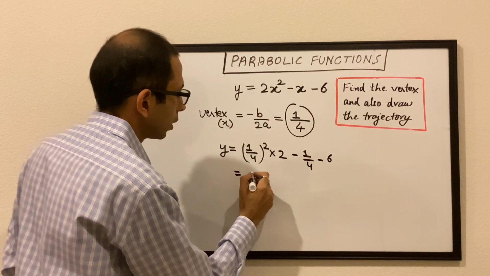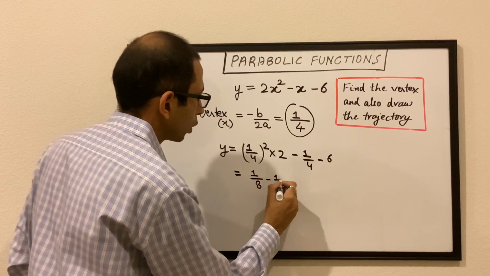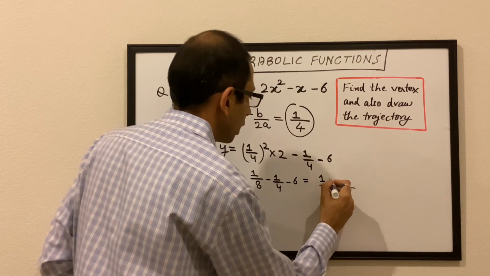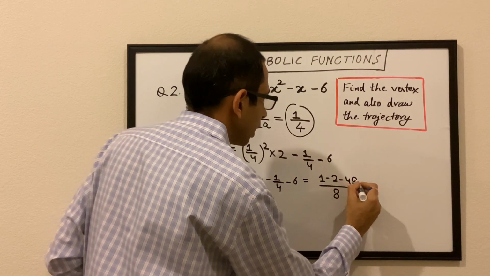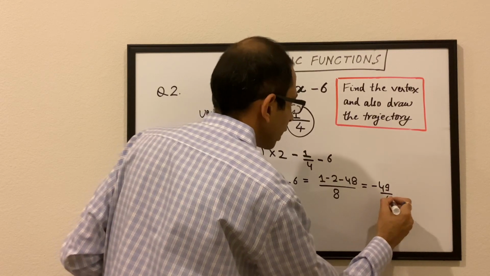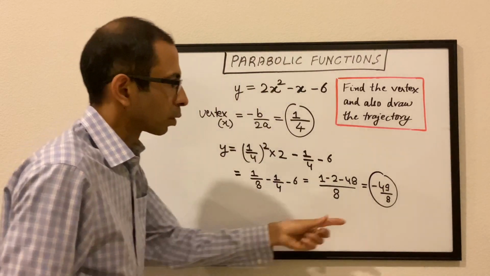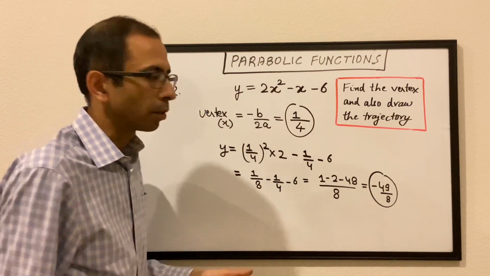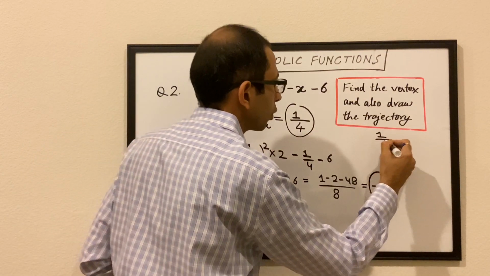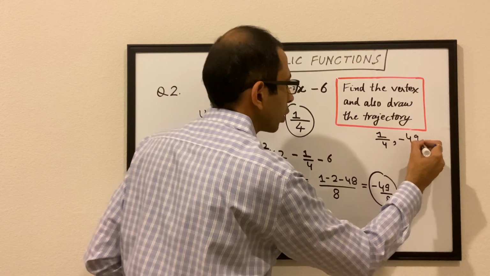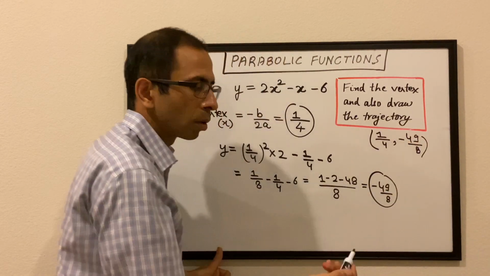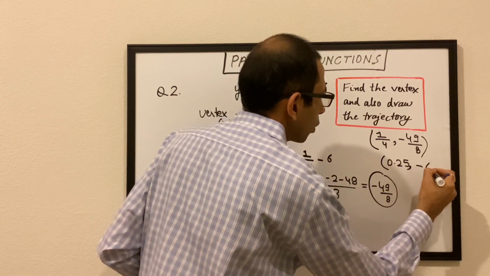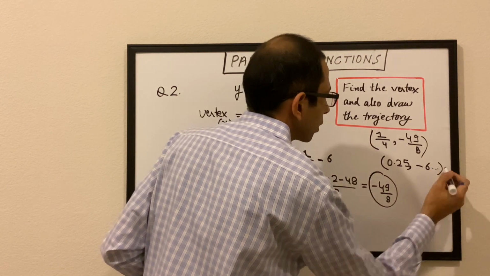So this will be 1/8 minus 1/4 minus 6, and we can solve this fraction to get 1 minus 2 minus 48, or minus 49/8, right? So roughly a little around -6. So we got the coordinate of the vertex right away. The vertex coordinate would be 1/4 comma minus 49/8, correct? Or we can say 0.25 and roughly close to -6 point something.